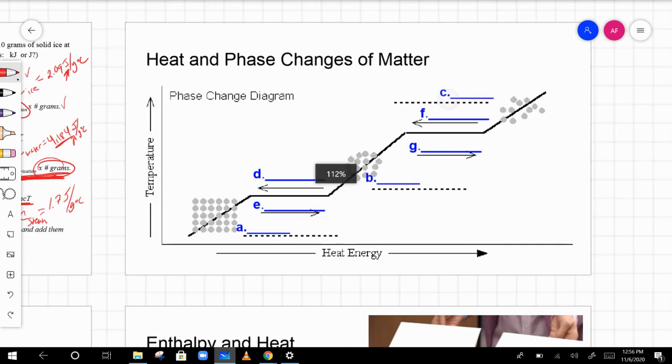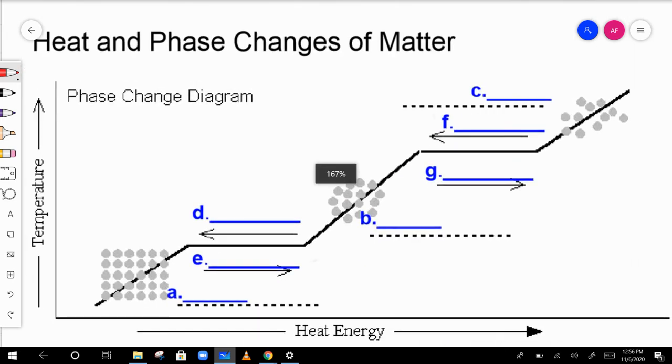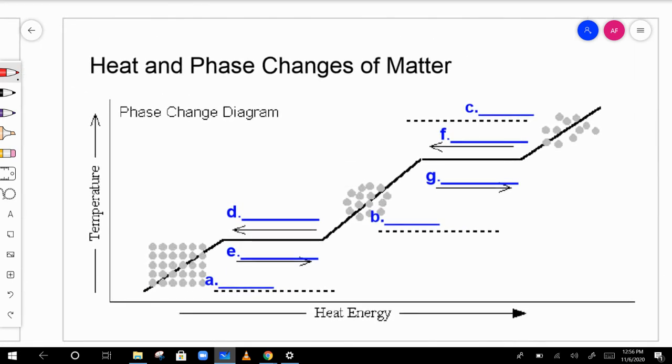Let's look at a blank phase diagram. If you didn't quite get something here, first of all, let's label the states of matter. This state of matter here is represented by A. That's a solid. It's the lowest energy. Here is a liquid. They're kind of flowing past one another. And then here is a gas.